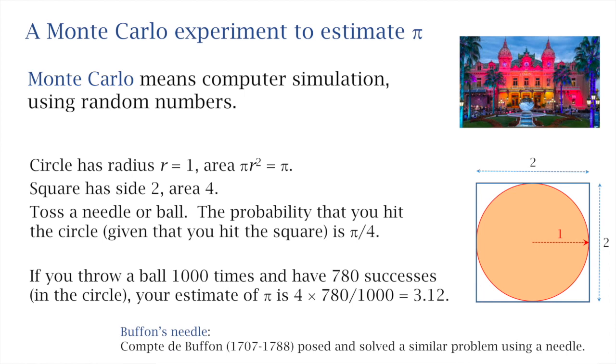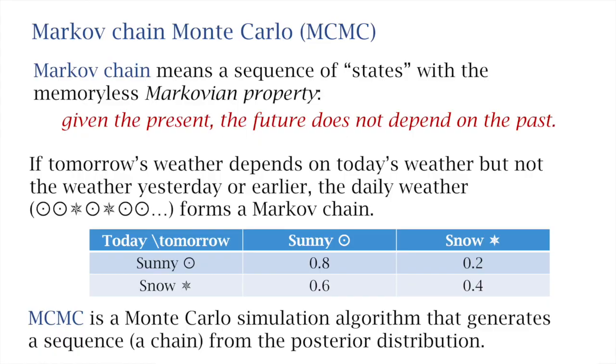Yeah. So this idea is quite simple. There was actually a famous experiment done by Buffon, again long before statistics existed, doing exactly this. So we are basically using random numbers, as you do in a casino, to do simulation. And then Markov chain, very briefly.